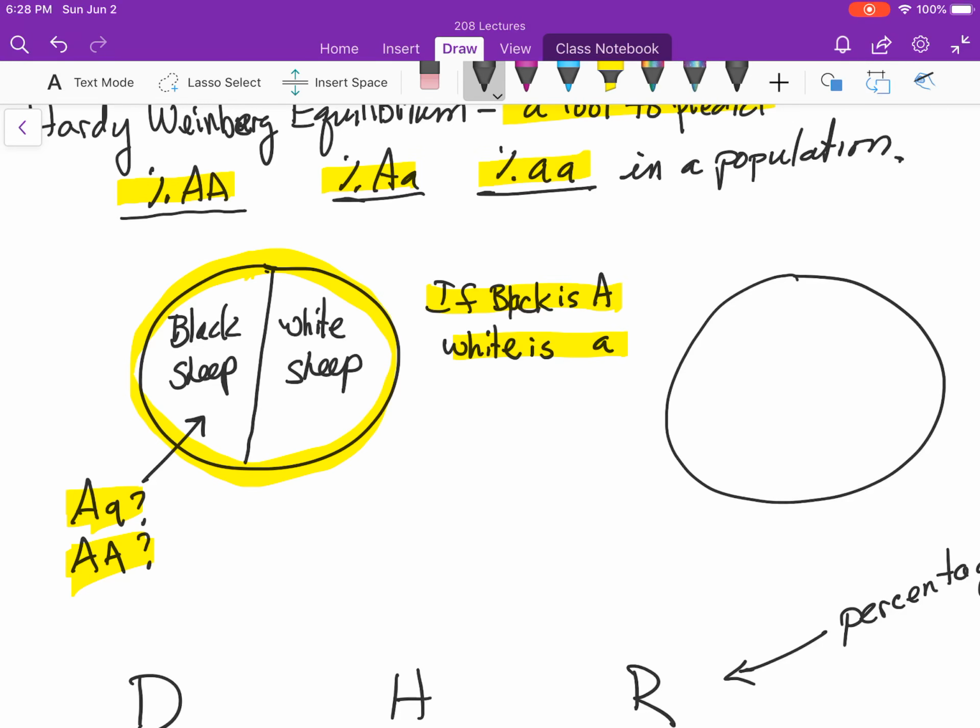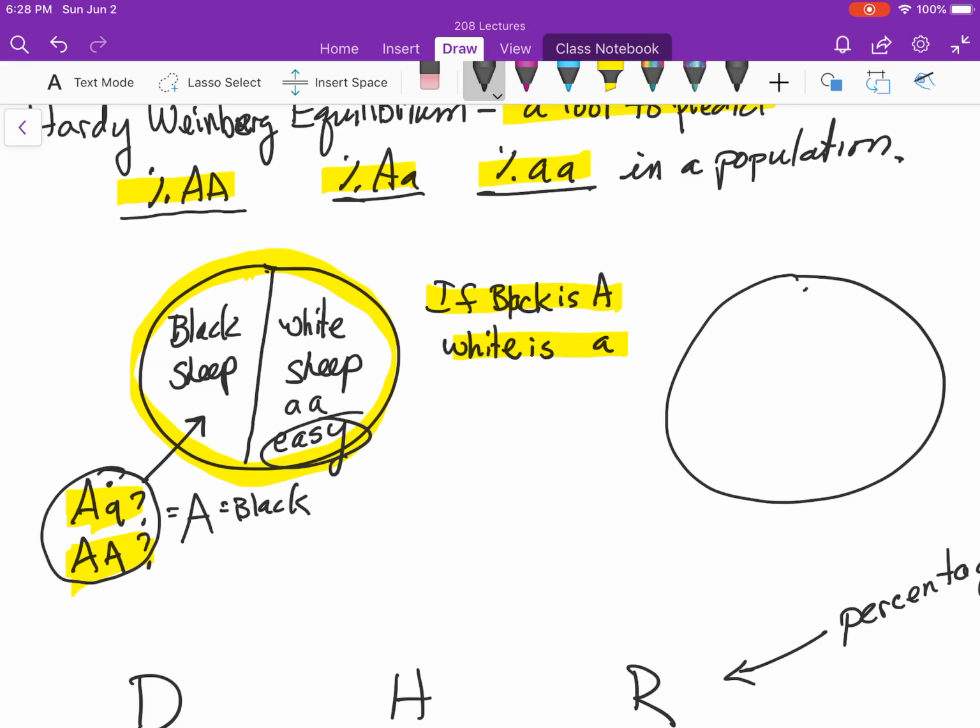We could say, oh, maybe there's half or there's a quarter. You look at the white sheep here, and we know these guys are all little a little a. So that's easy, right? They all show their genotype. But these guys over here, they don't show their genotype. They both have the big A phenotype here. So the question becomes, how do we figure out how many of them are heterozygotes?